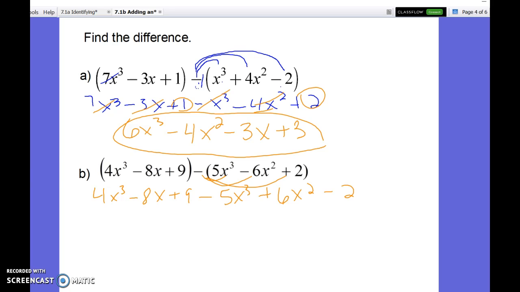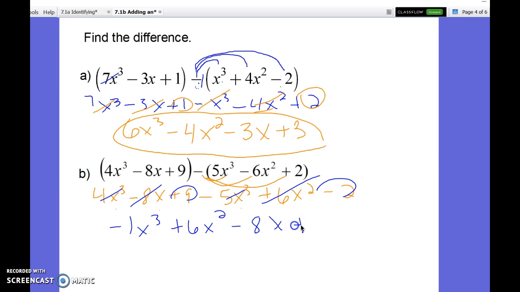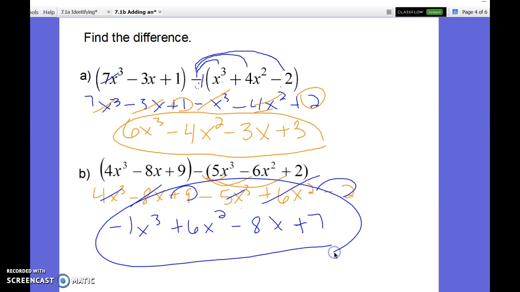Okay, remember you can rearrange these terms if you want to, put your exponents with their neighbors, or if you can do it in your head, you don't have to rearrange them. 4x cubed minus 5x cubed leaves us with negative 1x cubed, which we could also just write as negative x cubed. Then we've got a plus 6x squared, but nothing to combine it with. And we're going to subtract 8x, and last but not least, we've got this plus 9 minus 2, which just leaves us with a positive 7. So that is our final answer.